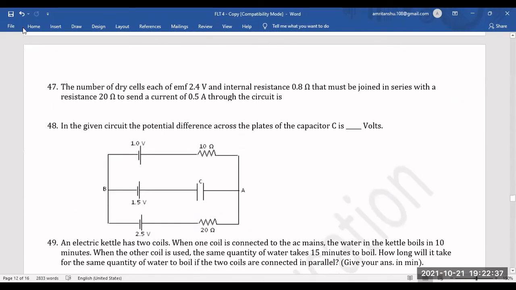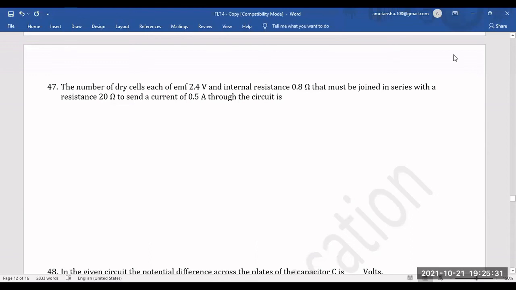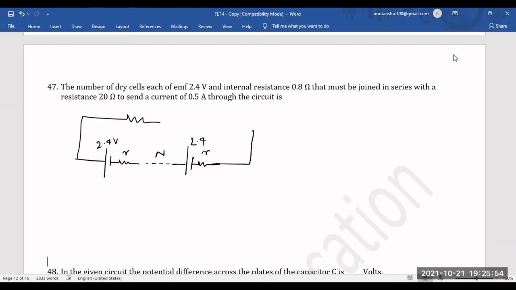Let's solve question number 47. We are given, let's say, this is 2.4 volt. We are having some n number of cells, which is connected to a 20 ohm resistor, and a current of 0.5 ampere is flowing. So we need to calculate this value of n.